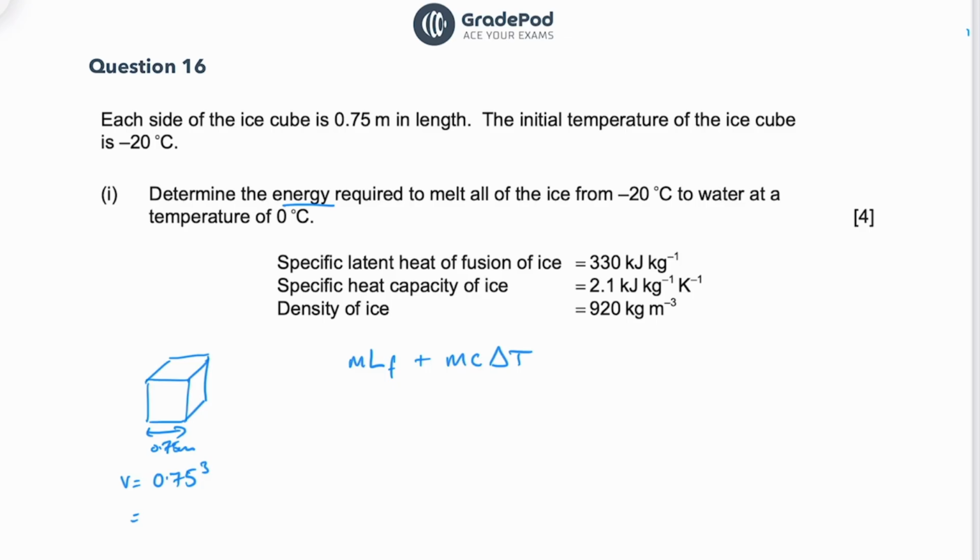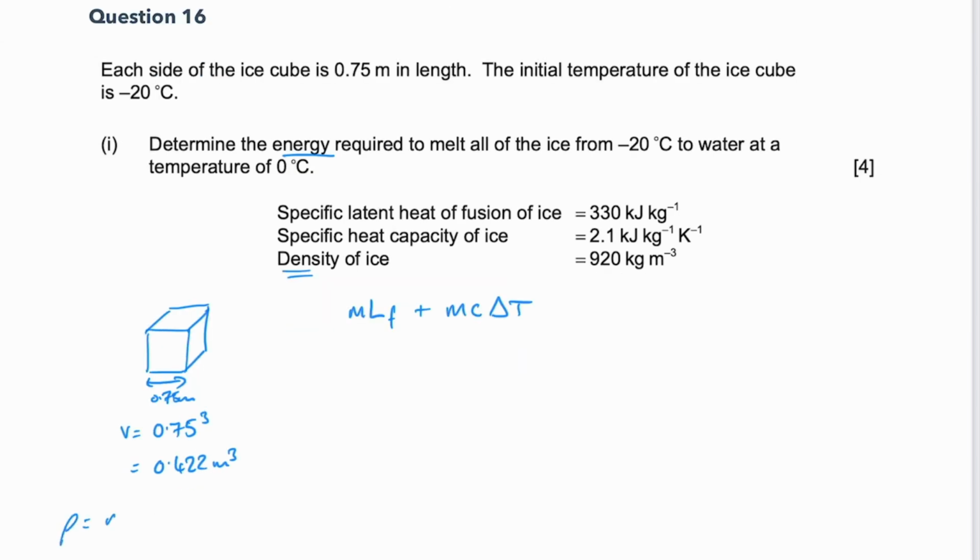So the volume is 0.422 metres cubed. And we also have density. We know that density equals mass over volume, so we can find mass by multiplying density by volume. So we've got 920 times 0.422 gives us a mass of 388.125 kilograms. We'll just keep it that accurate at the moment and we'll deal with it later. Now we can pop into this equation.